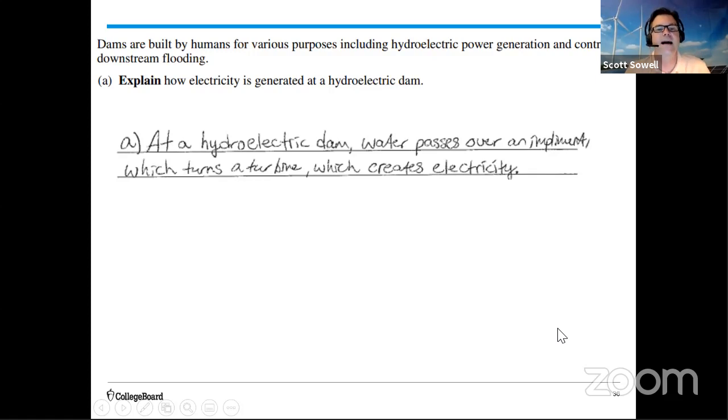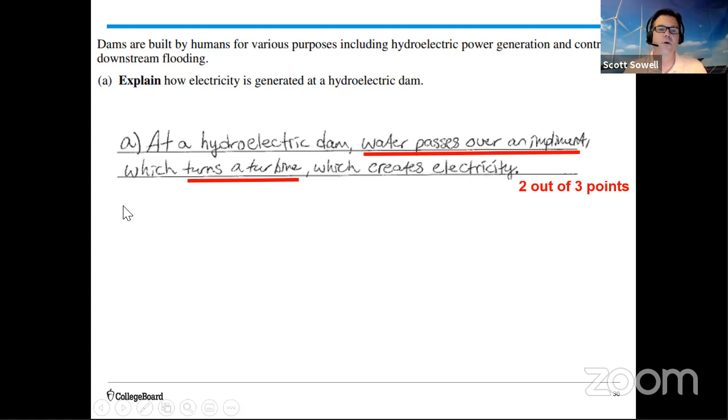This person said, at a hydroelectric dam, water passes over an impediment, which turns a turbine, which creates electricity. Well, there are 3 points available for this answer, and this individual gets 2 out of them. They talked about the water moving, the flow of water, spinning a turbine, but then they just leave off the part of how the electricity is created through the generator.